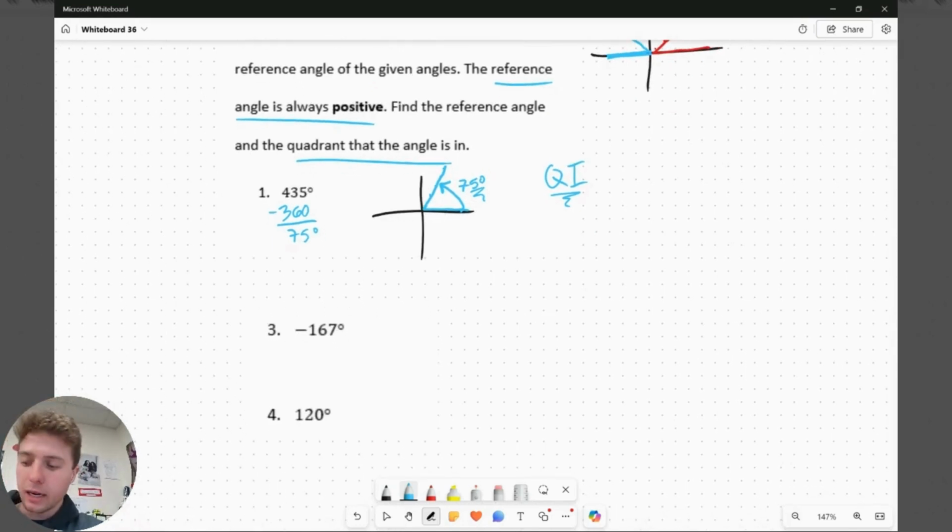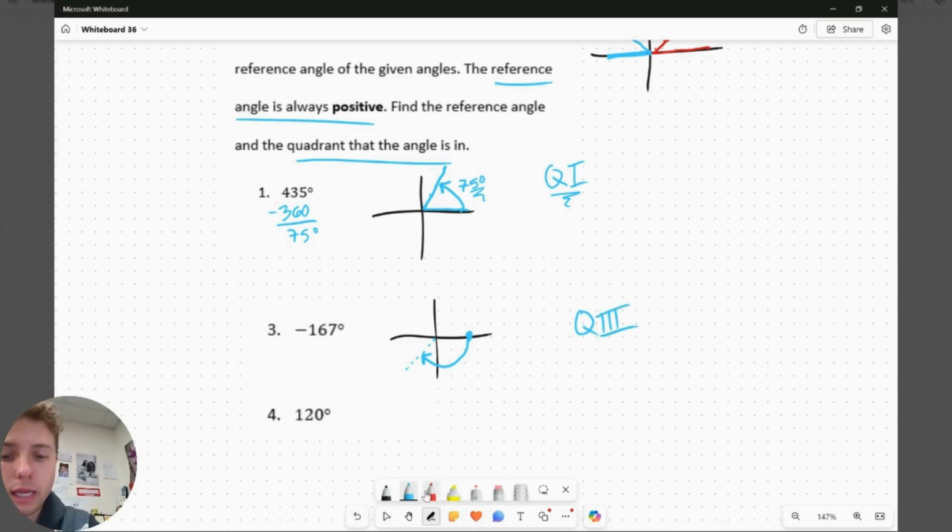The next one, negative 167. It's less than 360, so I don't need to go around multiple times. But it is negative, so I'm going to go the opposite direction. It's between 90 and 180, so it ends here, just going into that next quadrant. To me, that looks like quadrant 3, but we need to represent this angle using the x-axis and being acute. The x-axis it's closest to is here. It is an acute angle to here.